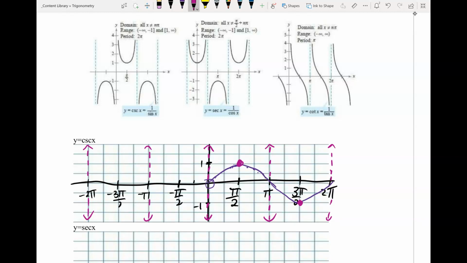And then from there, we can draw the arms. So if your graph is above the x-axis, this is going to go towards infinity. If it's below the x-axis, your arm's going to go below, so it'll be towards negative infinity. And you would follow the same pattern if you want to draw more than one period. So it looks something like this. So I did use my sine graph to help us draw this.